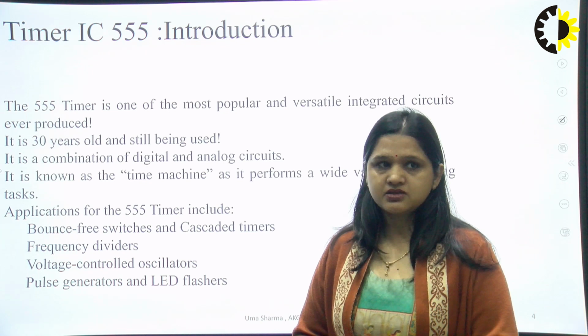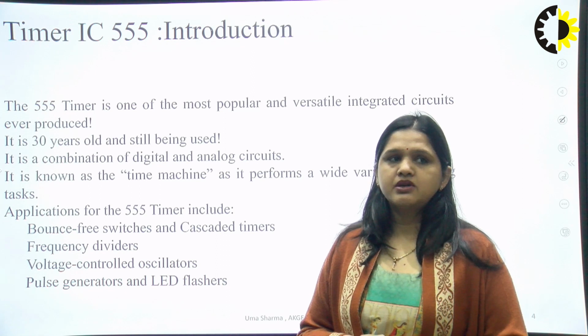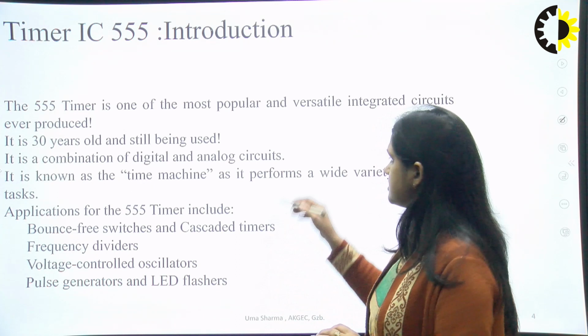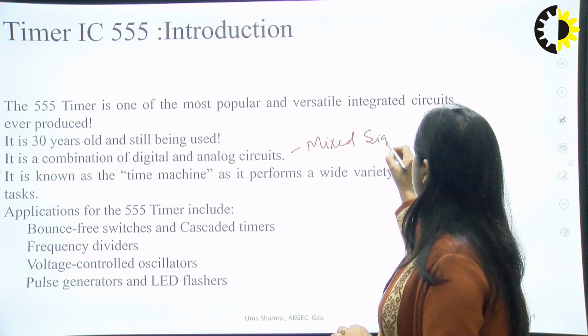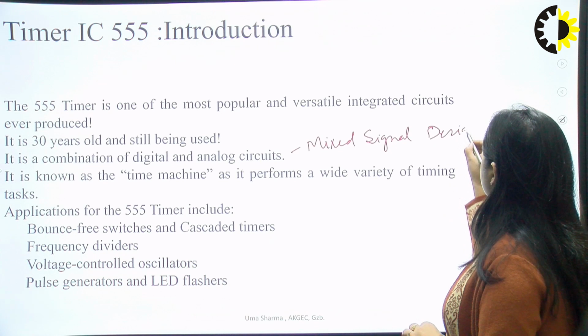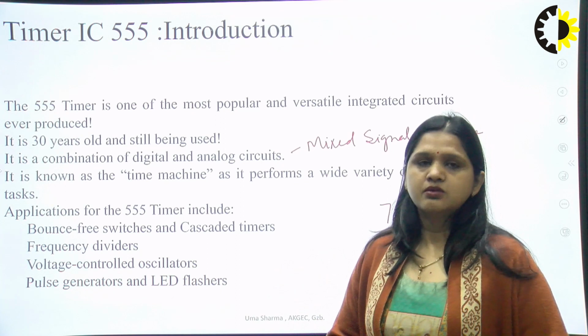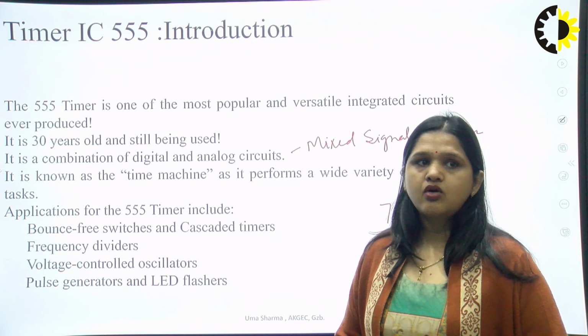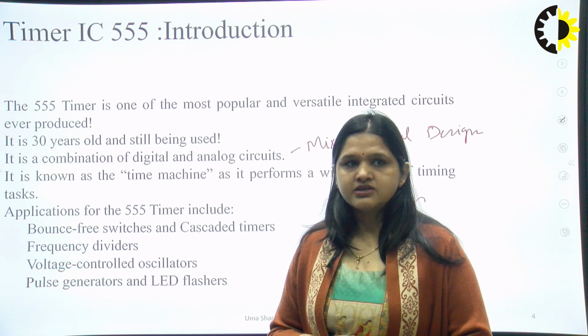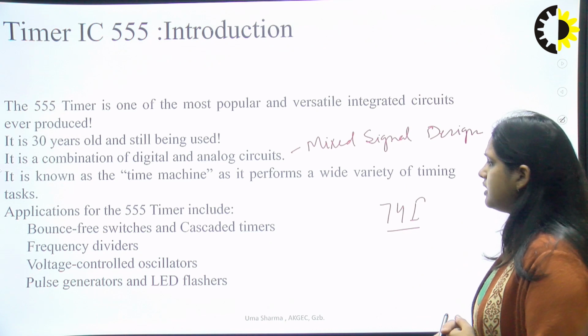If we see the block diagram of this 555 timer IC, it is a combination of analog and digital blocks. So basically, it is based upon mixed signal design. Previously we have also seen a popular IC, that is the 741 IC, but it contains only analog blocks inside. So, this is a special category of IC in which a combination of analog and digital circuits is used. It is sometimes known as a time machine because it is used to perform a wide variety of timing tasks.